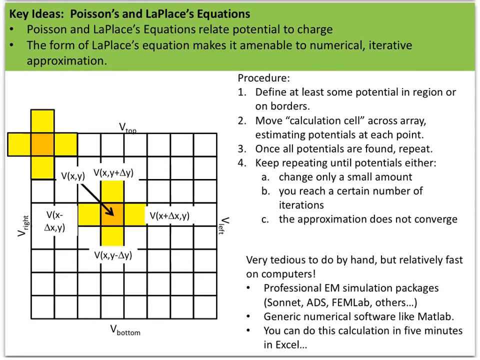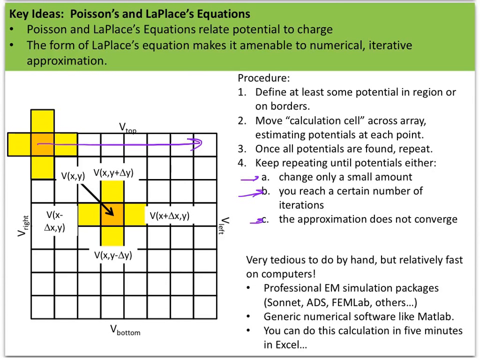The procedure to do this is to define some potential in the region or on the borders. This becomes a boundary value problem. And essentially what you're going to do is move this calculation cell across this array to make a best guess or an estimate of the potentials at each point. And once you've gone through the whole thing, as we saw in the video, you get a first guess, and then you just repeat the process, moving this calculation cell through the array again, and you get better and better guesses. And so essentially you just keep repeating this procedure until the values you get don't change very much. You hit a maximum number of iterations and say, okay, this thing isn't converging, or it's not converging fast enough, or you basically call it and say, okay, this approximation isn't going to converge.